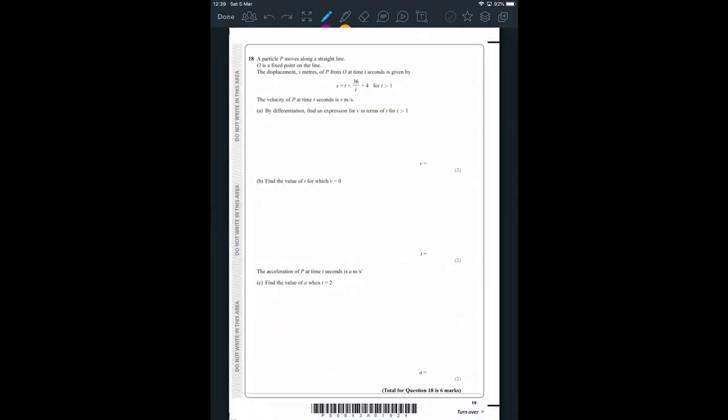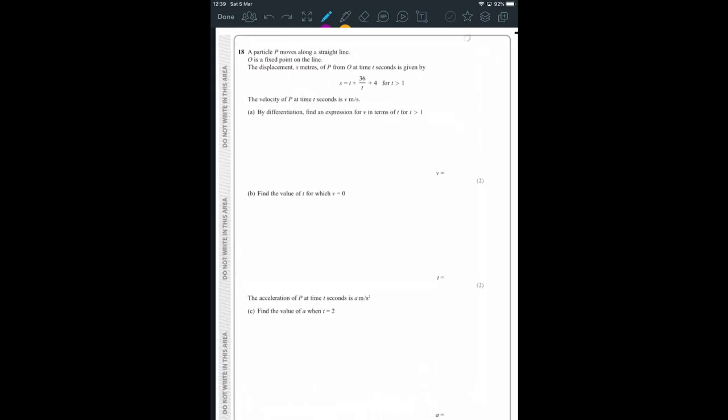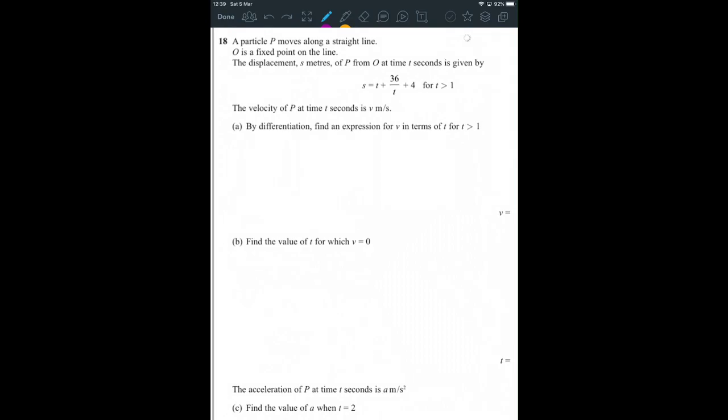Question 18. This looks, at first glance, like a kinematics question. A particle moves along a straight line. The displacement is given by this formula. We want to find an expression for V in terms of t. First thing we should notice is that term there.